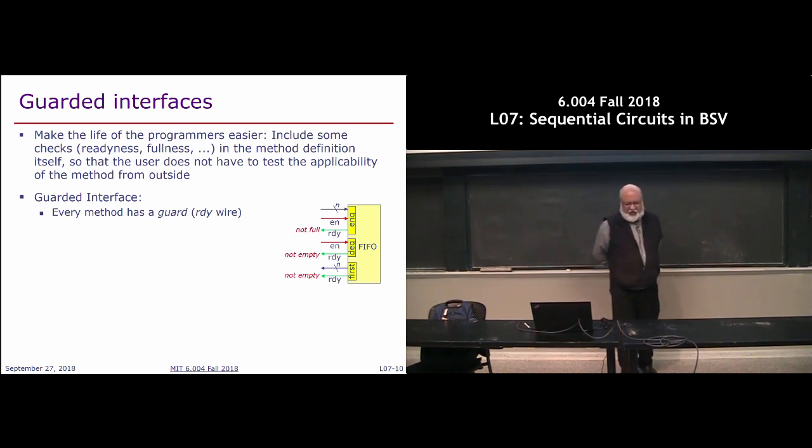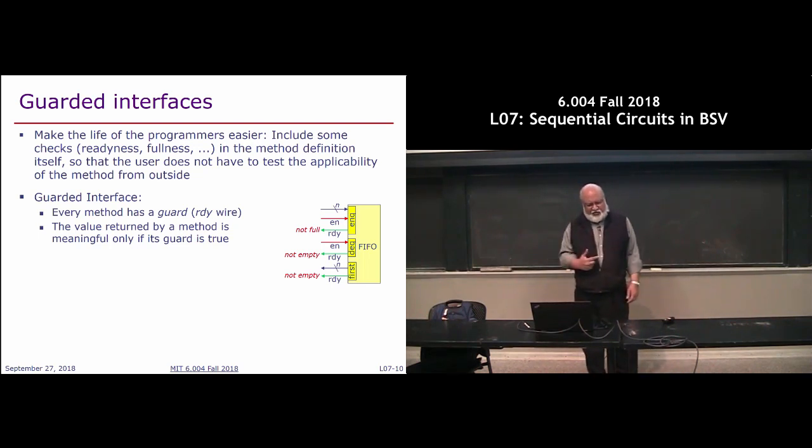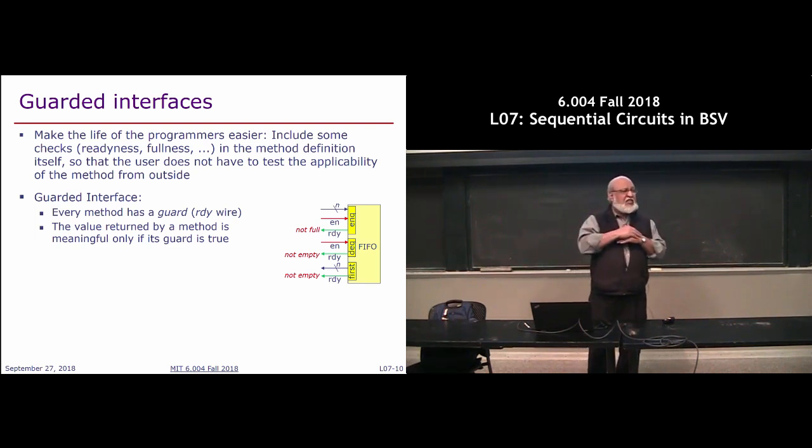Now, a value returned by a method is meaningful only if its guard is true. In other words, it's always returning something, but is it meaningful or not? You have to look at the ready wire. If the ready wire is true, that means whatever value you are getting is meaningful. Otherwise, it's not meaningful because it wasn't ready. So whenever you have a value coming out, there is an implicit ready line associated with it, and unless the ready wire is true, the value has no meaning. It could be whatever you want it to be.